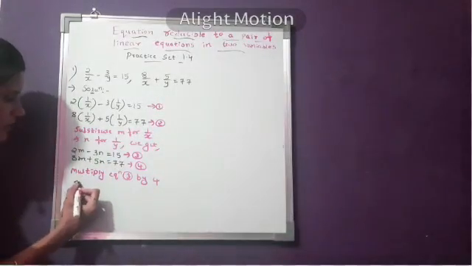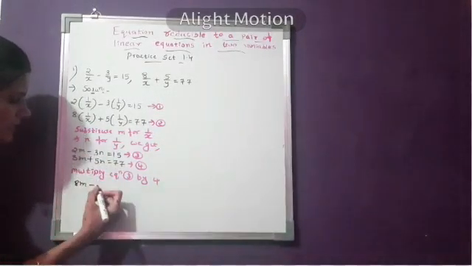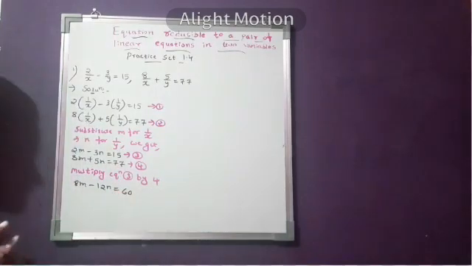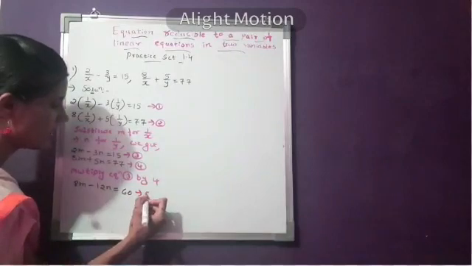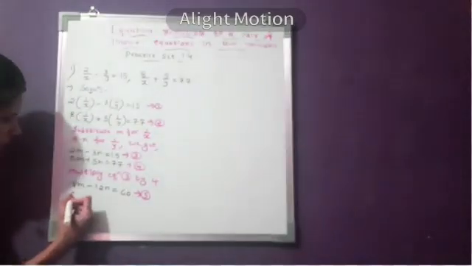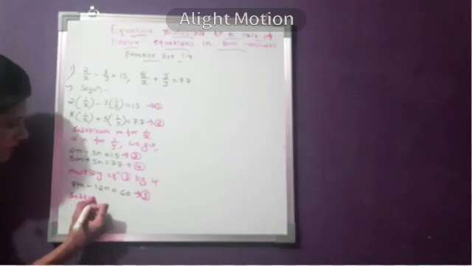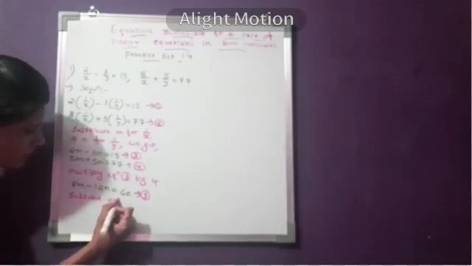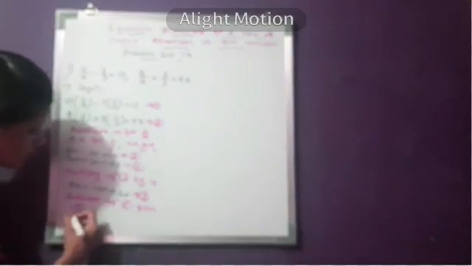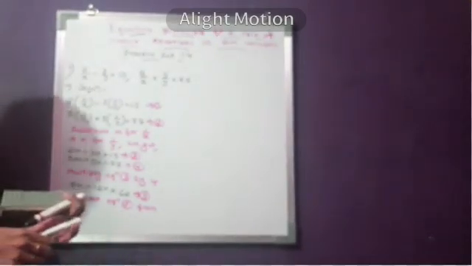4 2s are 8m, 4 3s are 12n, 4 15s are 60. So let this equation be equation number 5. Now what we have to do next is subtract equation number 5 from 4. If you subtract equation number 5 from 4, what will you get?